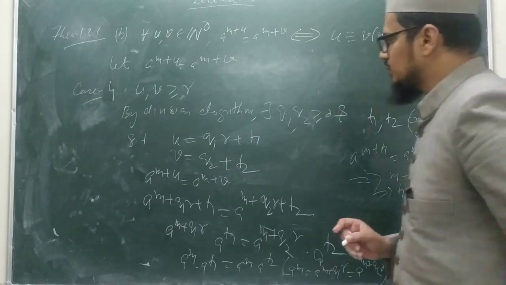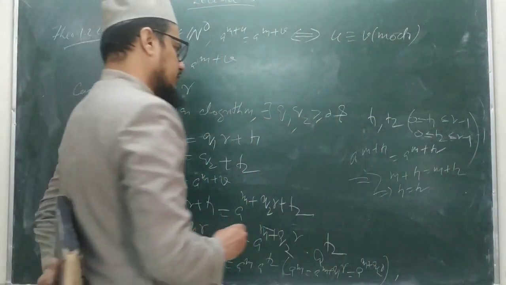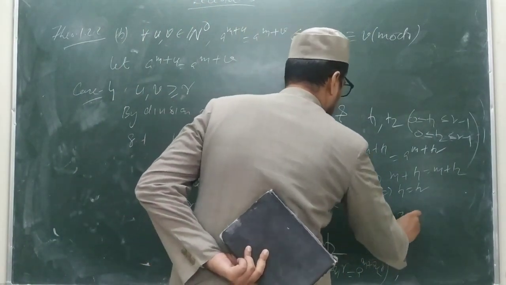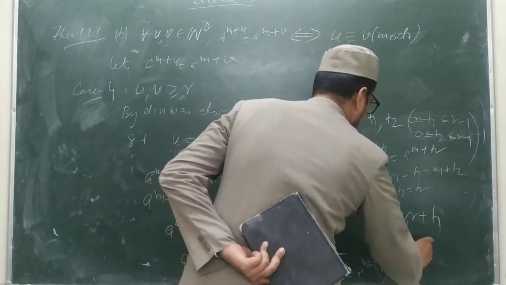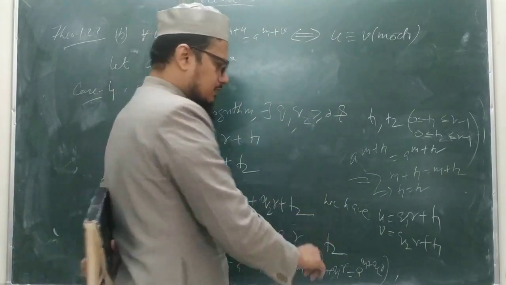Now what you have, put t1 t2 same value here. So we have u is equal to q1 r plus t1, and v is equal to q2 r plus t1. Correct? Now you just can subtract both.